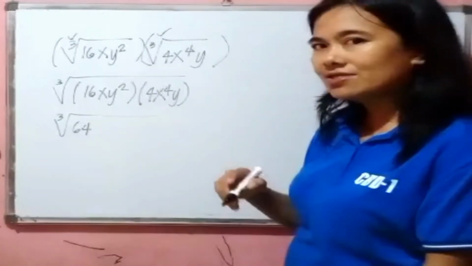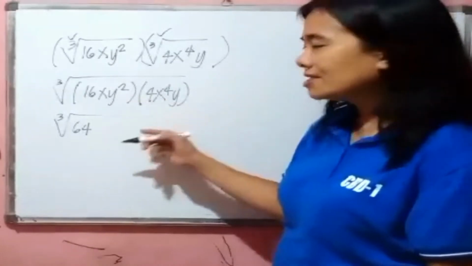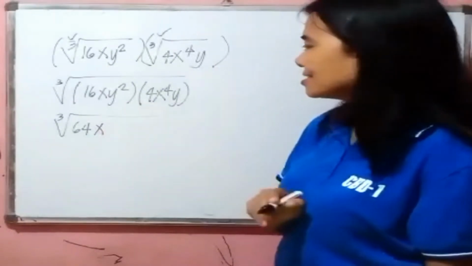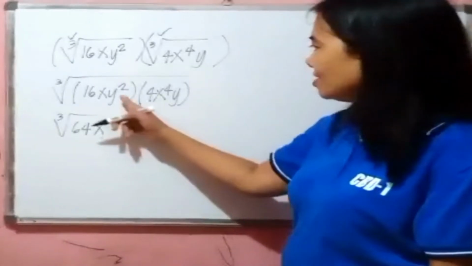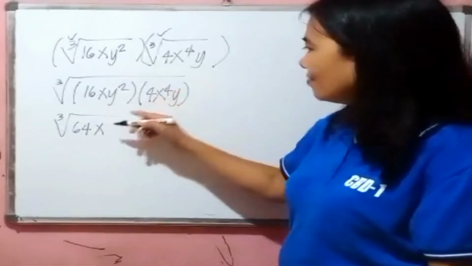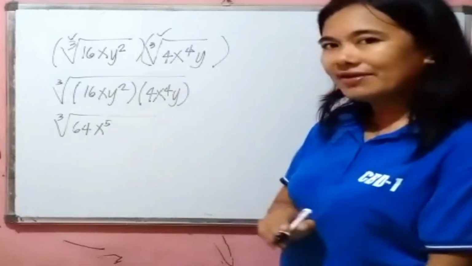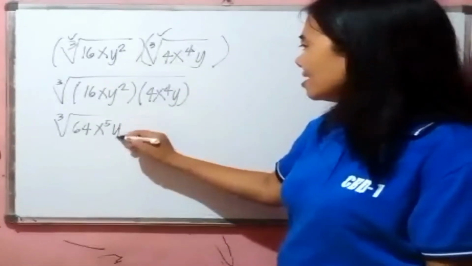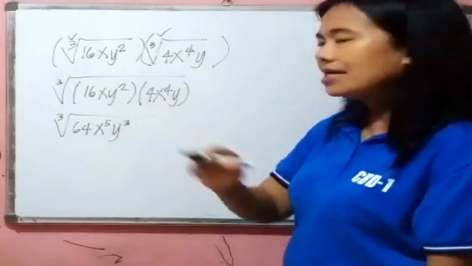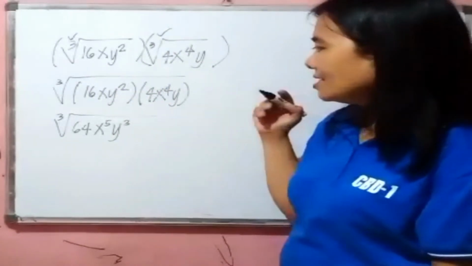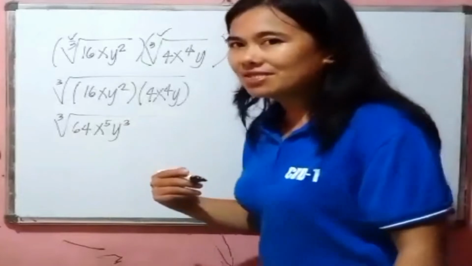Okay? Apply the laws of exponents on the variables present. So, sa x, laws of exponents for product lang to. So, add the exponents. We have 1 and we have 4. So, that must be 5. Okay? Dito naman tayo. Add the exponents here. 2 and 1. So, we have 3. Okay? So, yan. Ngayon, hindi pa siya simplified.